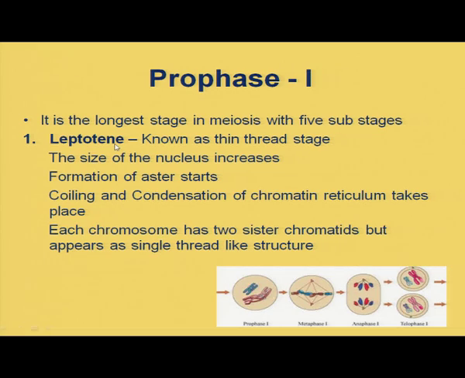So, leptotene, lepto means thin and tene means thread. So, thin thread stage, leptotene is known as the thin thread stage. The size of this nucleus will increase and formation of aster starts. Nucleus size is increasing because synthetic activities are going on, and aster formation will start from the centriole. Coiling and condensation of the chromatin reticulum will take place. Again the chromosomes here we can see as a network-like structure, thin threads.